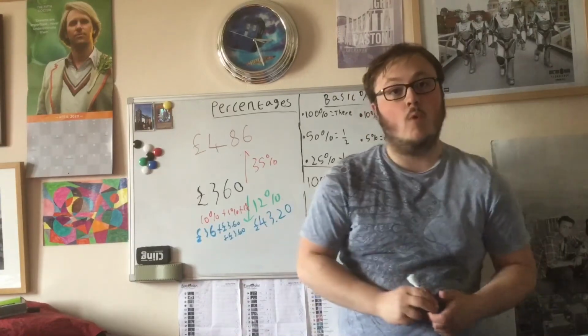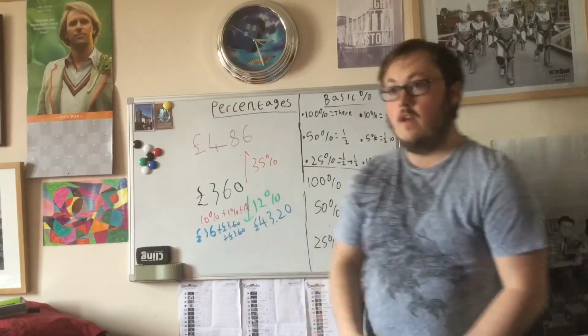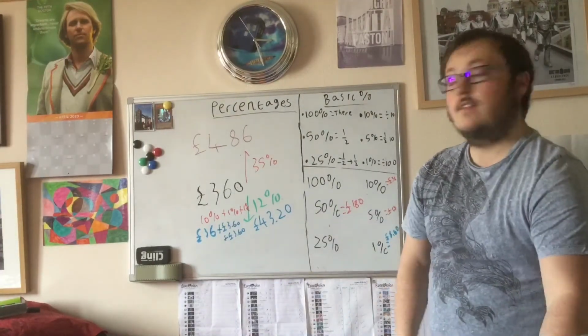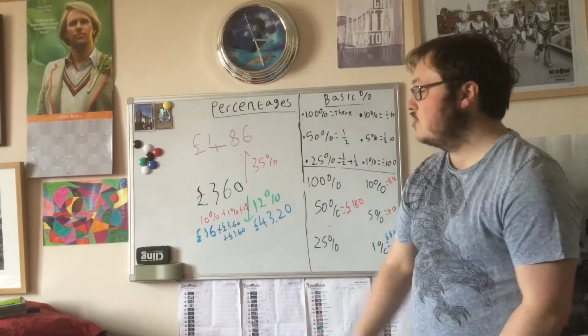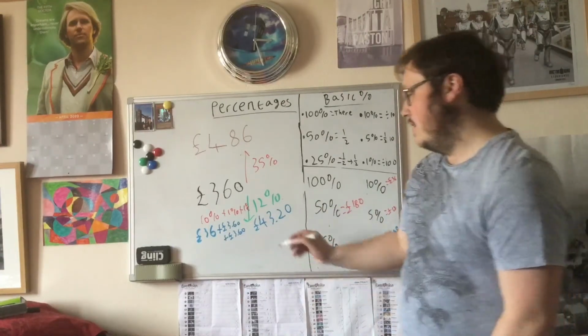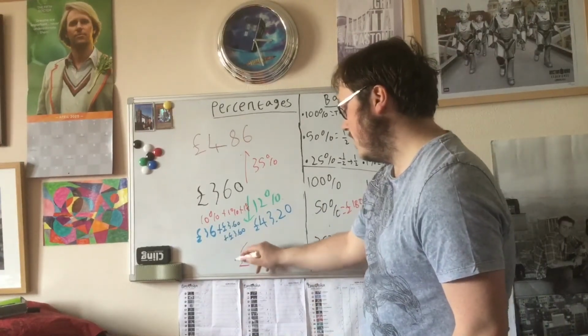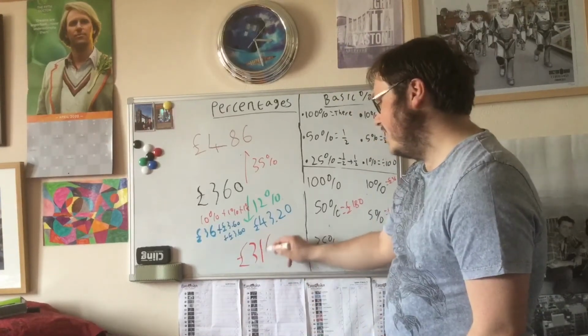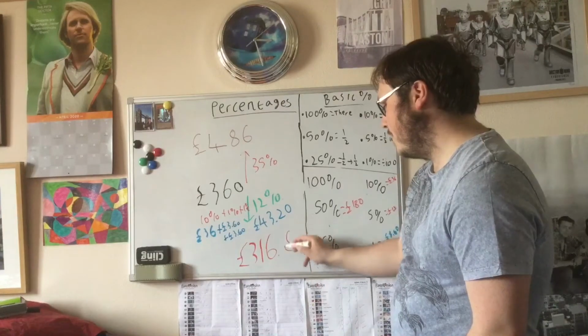And that is what we are decreasing from 360. We are subtracting that. So what is £360 minus £43.20? The answer, £316.